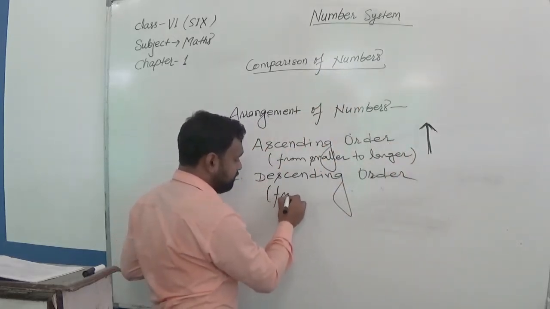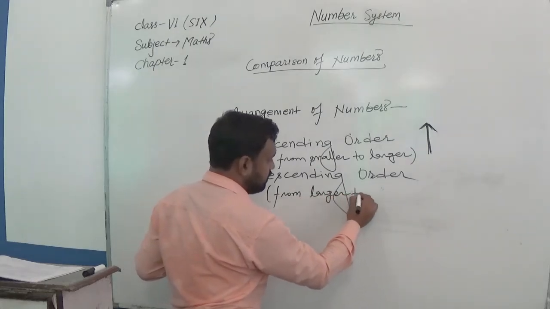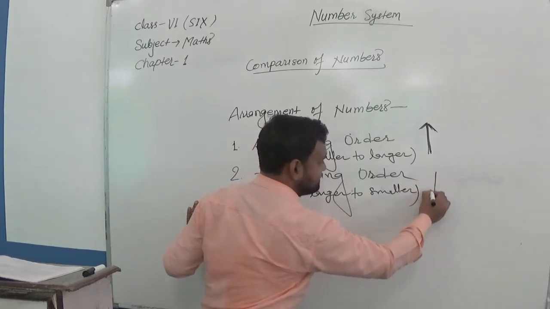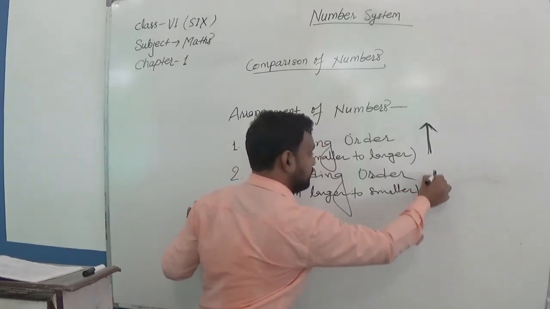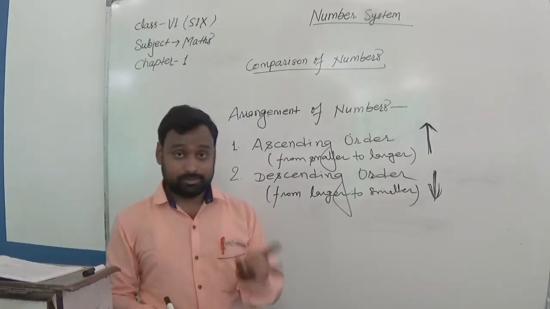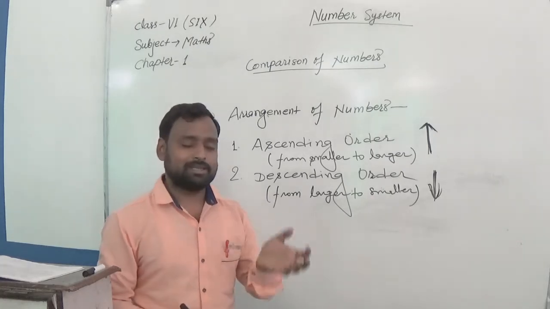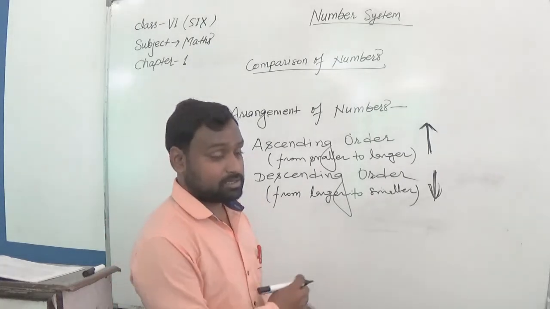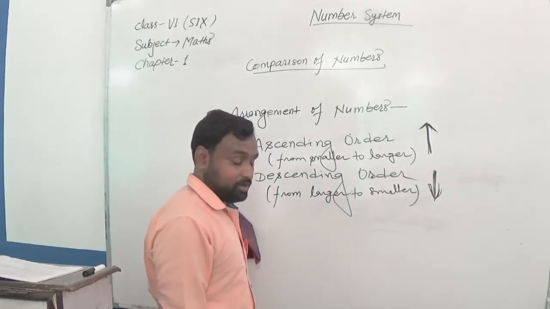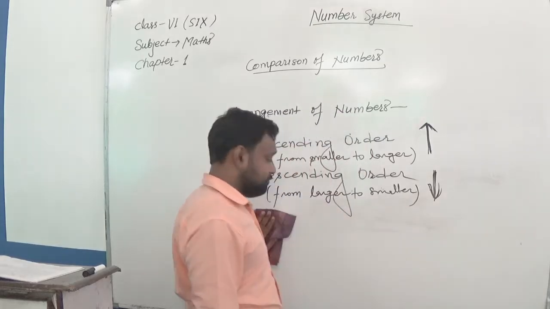Descending is from larger to a smaller, which means descending order, घटते हुए. When you learn comparison of numbers, then you can easily arrange the numbers in ascending or descending order. Okay, just one small example I am doing for you.